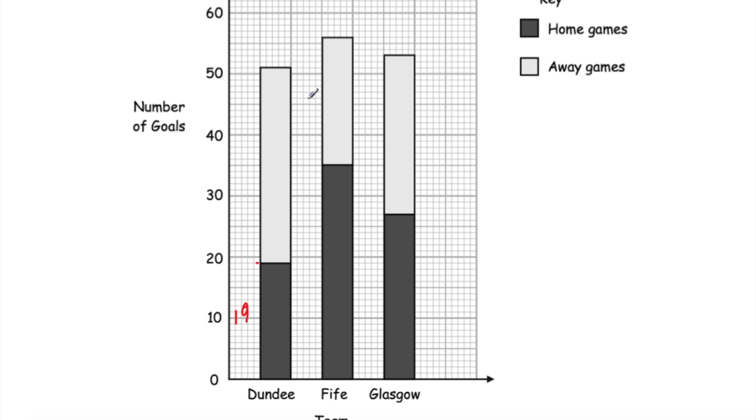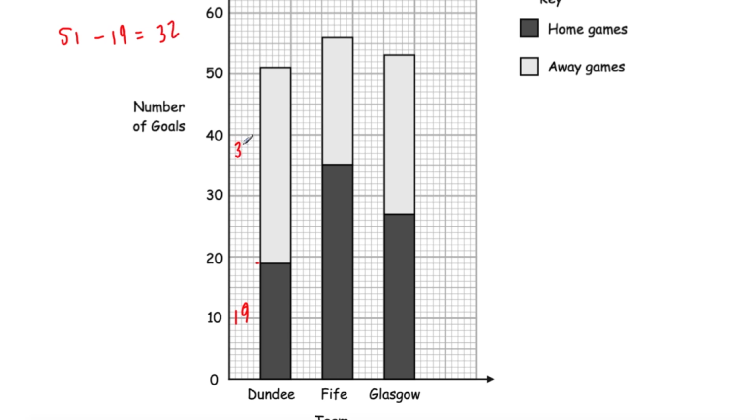The rest are scored in their away games, so these are the goals they scored in their away games. So we're going from 19 up to 51. So if we do 51 take away 19, that'll tell us how many goals were scored in the away games, because 51 is the total height. 51 take away 20 would be 31, so take away 19 would be 32.